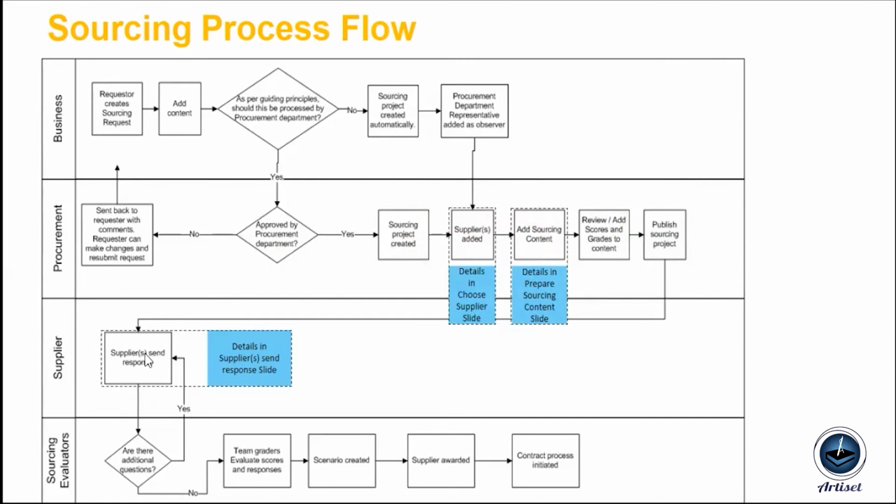The supplier will respond. Based on that, we will evaluate whether we need additional information from the suppliers or we are good to proceed ahead. The team leaders who are set during the team section, we'll see in that presentation. They will evaluate the scenarios. Like I said, there are two ways, either manually evaluating or doing it automatically. Once it is done and we finalized our supplier, we can award the scenario and start the contract initiation process.